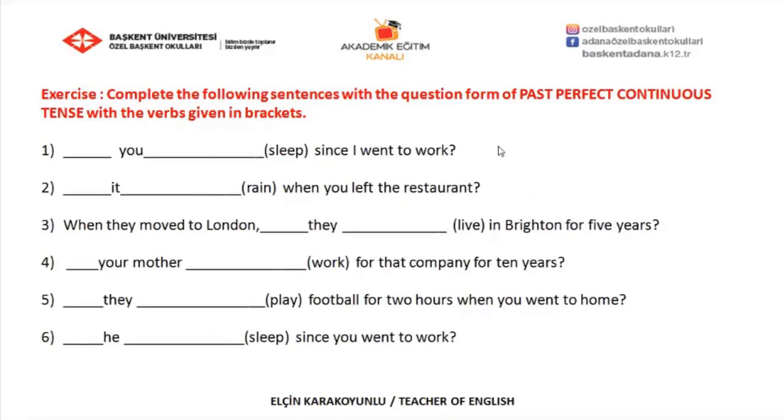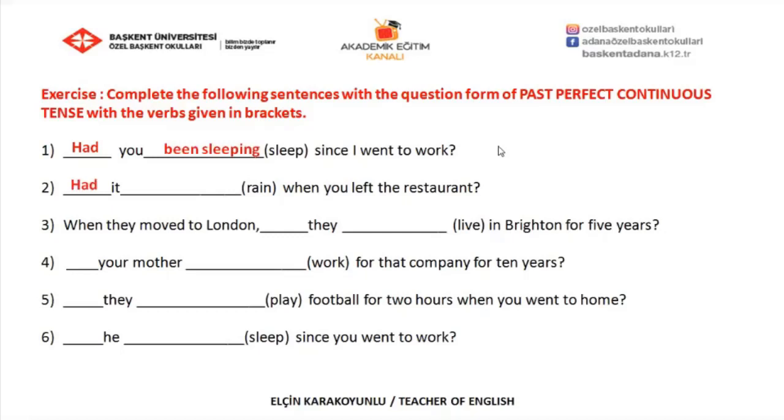Complete the following sentences with the question form of past perfect continuous tense with the verbs given in brackets. This time, all of these sentences are question sentences, so you are going to complete them with the question form of past perfect continuous tense. Yes, the first one, just remember, being a question sentence, we have to use had at the beginning this time. So the answer is, had you been sleeping since I went to work?